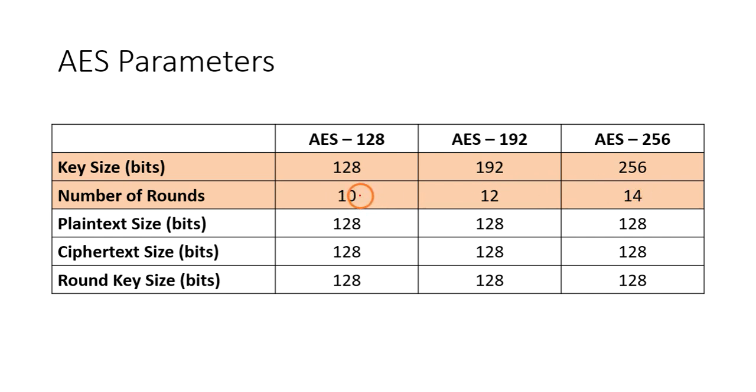For example, if you are using 10 rounds in AES, the key size is 128 bits. If it is 12 rounds, the key size is 192 bits. If it is 14 rounds, the key size is 256 bits. The remaining things, plain text size, ciphertext size, and round key size, are all the same, which is 128 bits. Only the number of rounds and key size are changing, so keep that in mind.